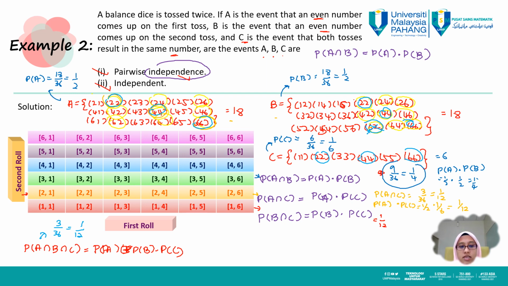Okay, let's check P(A) times P(B) times P(C). P(A) is equal to 1 over 2, P(B) is equal to 1 over 2, and P(C) is equal to 1 over 6. So when I multiply, I will have 1 over 24. That means 1 over 12 is not equal to 1 over 24. That means P(A intersect B intersect C) is not equal to P(A) times P(B) times P(C). Hence, this is not independent.